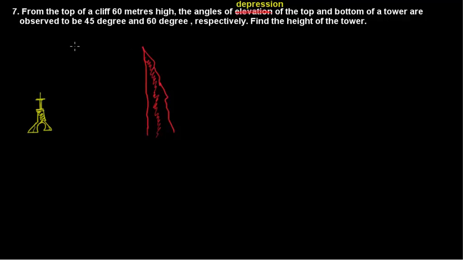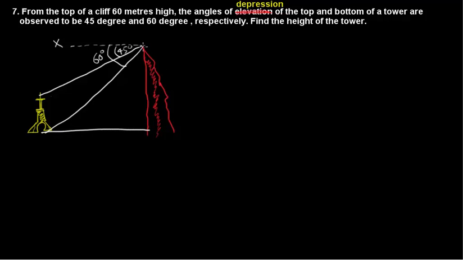Okay, first we draw the angles of depression, and we need a horizontal line. So the angles of depression of the top and bottom of a tower are 45 degrees and 60 degrees. Now the triangle forms here. Then we join this.